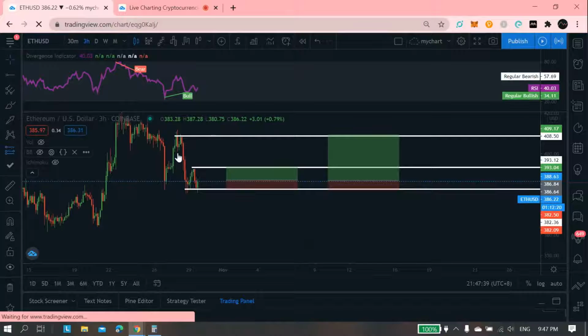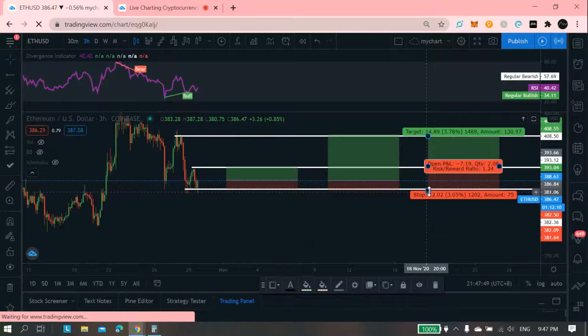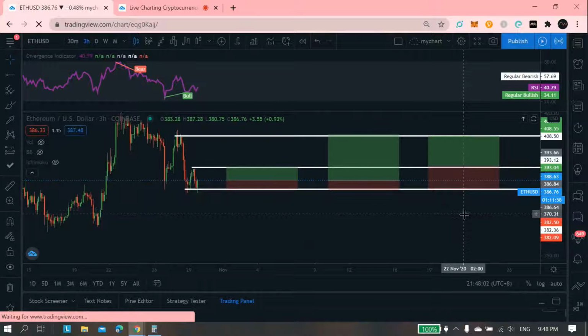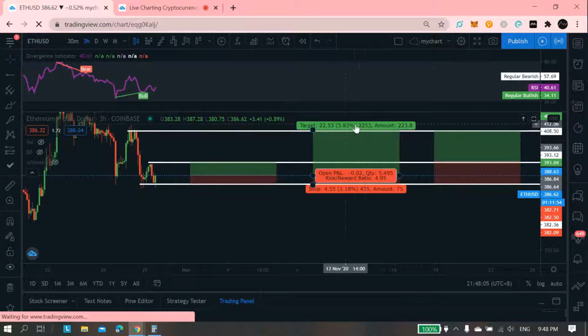Anyway, let's look at this. If it breaks this 393, if it's still profitable to go long. So let me check. That's actually a risk reward ratio of 1.36. Not much, or not that attractive. So this area. Hopefully it reaches this area.